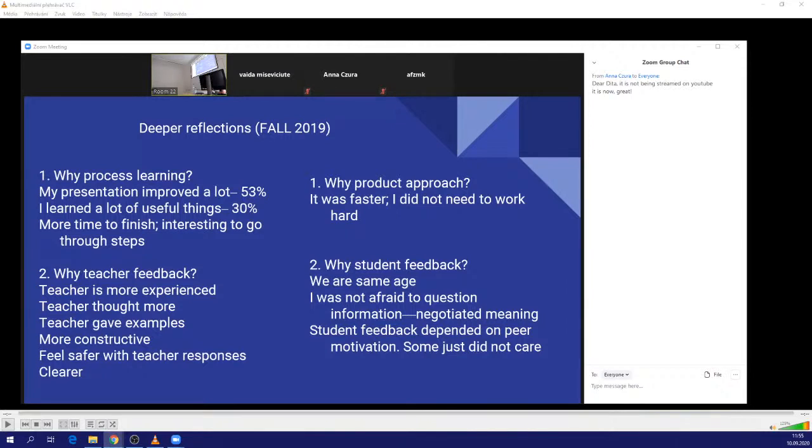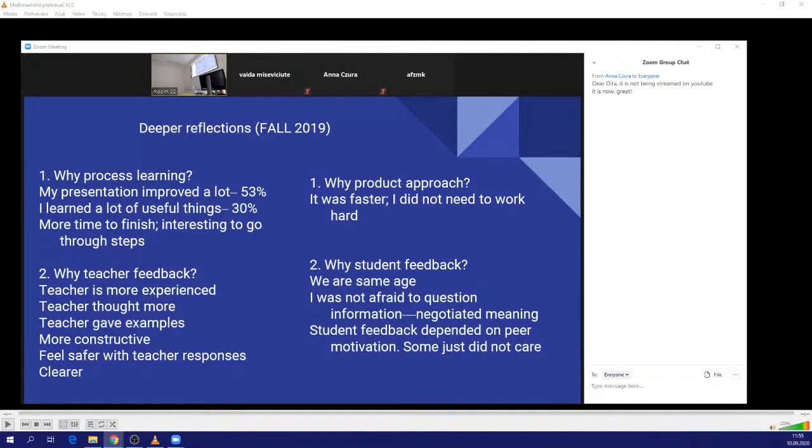Why did they like the teacher feedback? Obviously, more experience. Teachers maybe thought more, so it was more thoughtful feedback. They liked that I gave examples, more specific examples, more constructive. They also felt safer. They didn't have to really negotiate the meaning so much. What do I do now? And they say it was clearer.